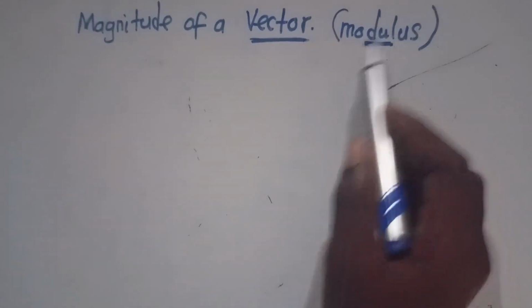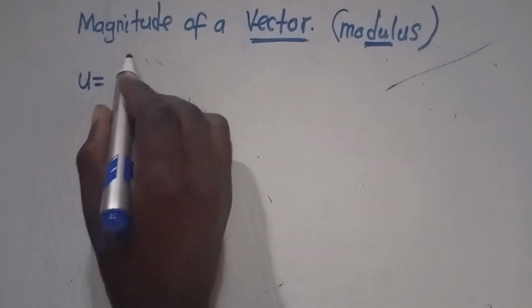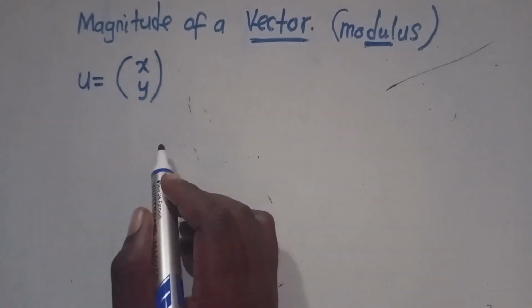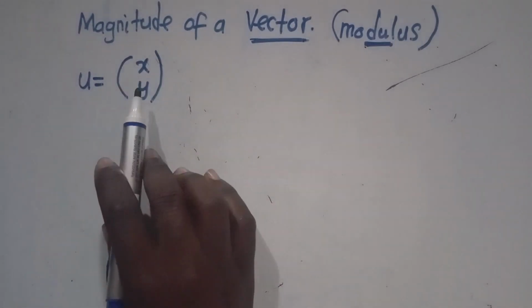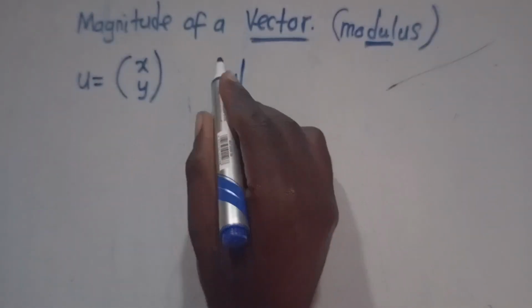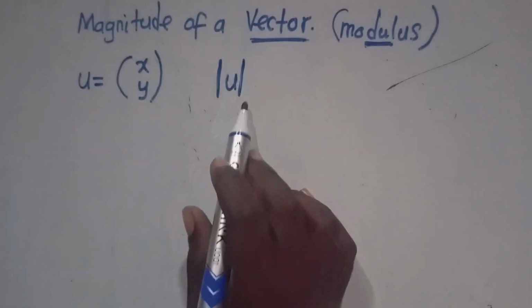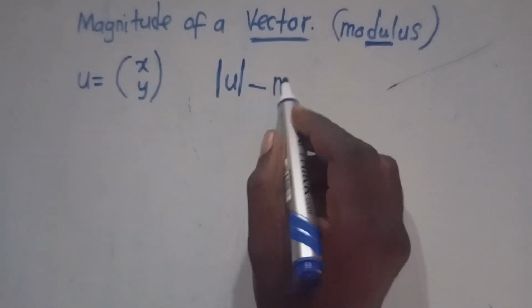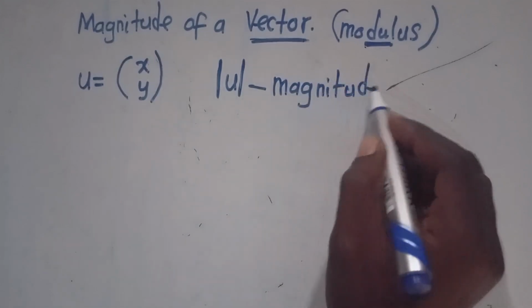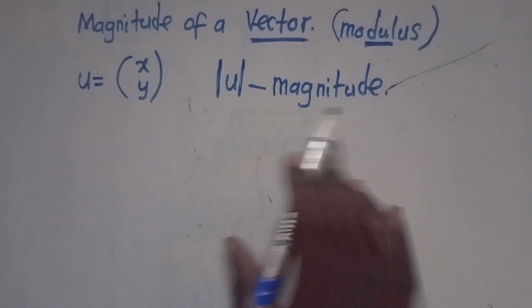For example, you are given a vector u, let's say with x there and y. This is what a vector is. When I say modulus, it's just the same as telling you something like this: the modulus of u. Whenever you see something like this, it is the same as telling you to find the magnitude. This is the interpretation.